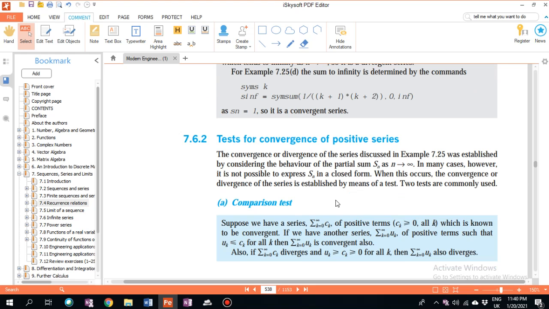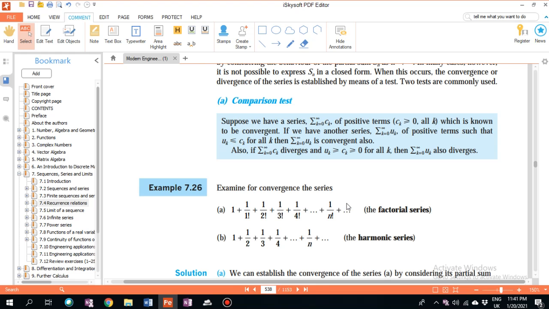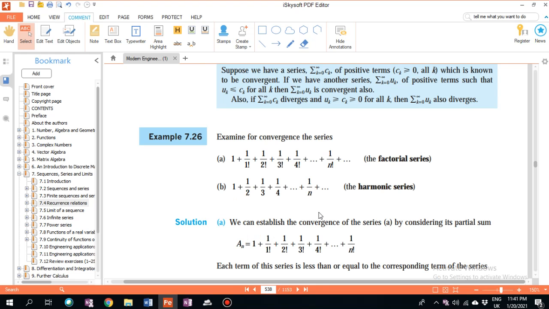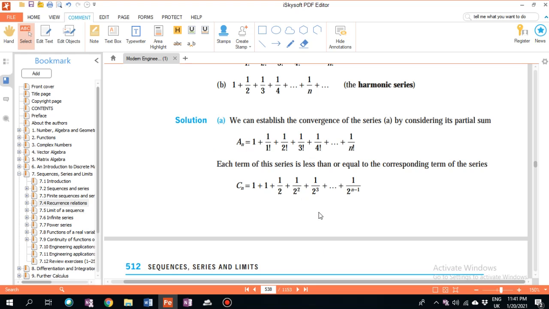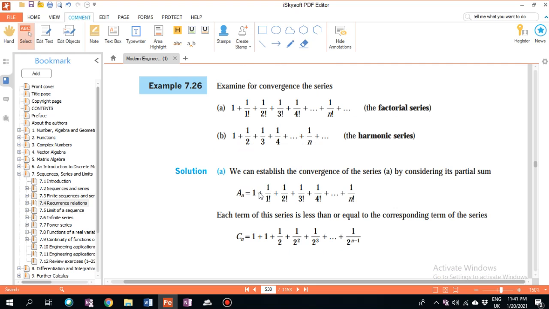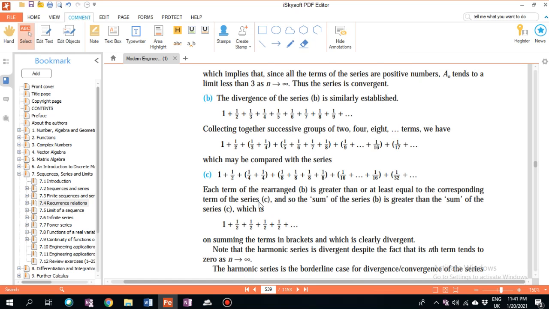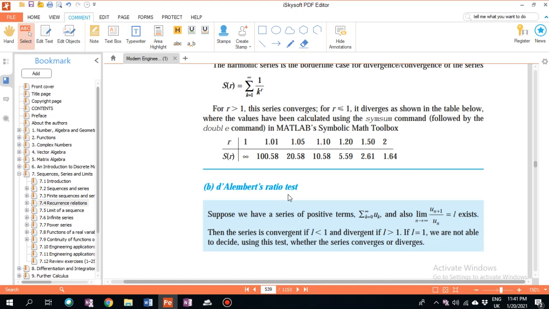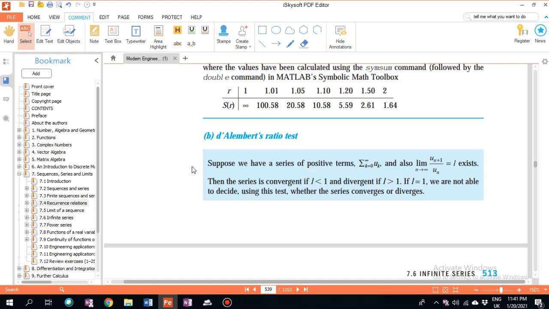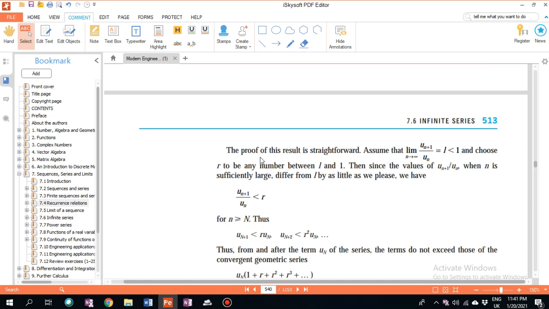Okay, this is several tests for convergence. So we have comparison tests. For example, we have this one, factorial, so we can do a comparison test for each one. So there is a D'Alembert ratio test. I think you can focus on the D'Alembert ratio test.